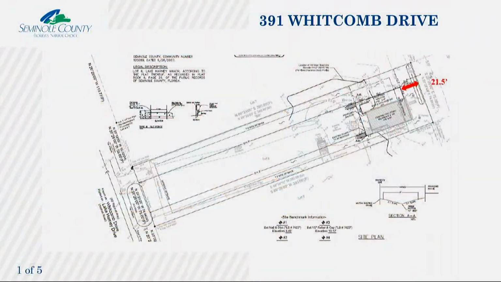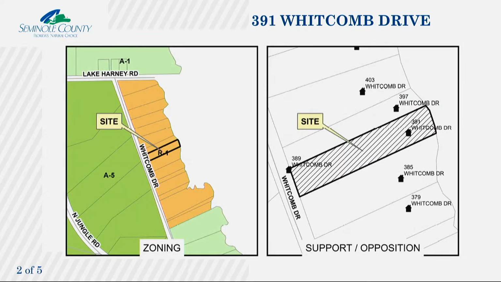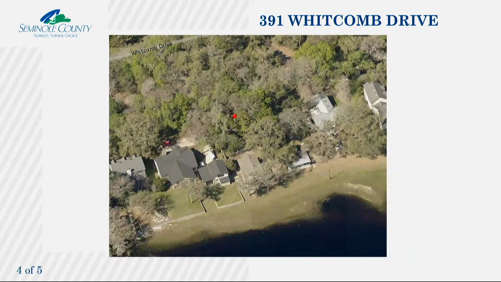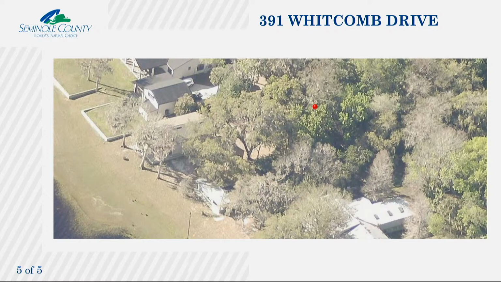Item number 3 is a request for a rear yard setback variance from 30 feet to 21.5 feet for an addition in the R1 Single Family Dwelling District located at 391 Whitcomb Drive in the Lake Harney Manor subdivision. The existing residence was built in 1973 and is a legal non-conforming structure. The proposed 2-story addition will be approximately 670 square feet and will encroach 8.5 feet into the required rear yard setback. The first floor part of the addition will be an open carport.